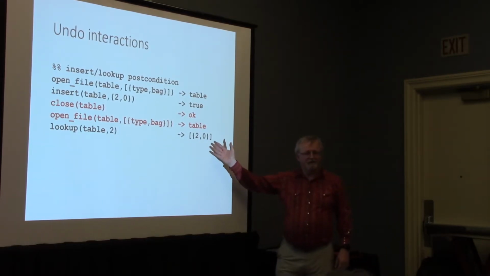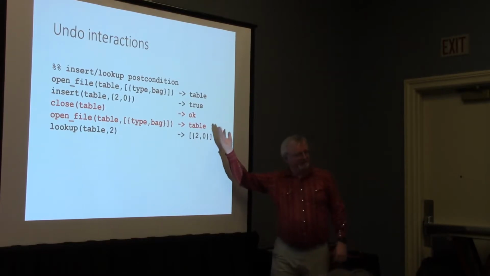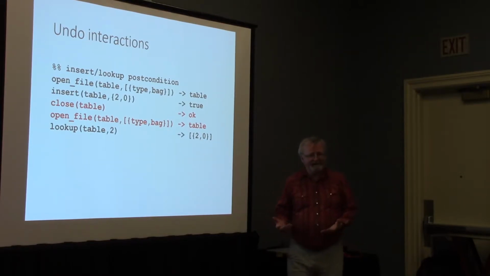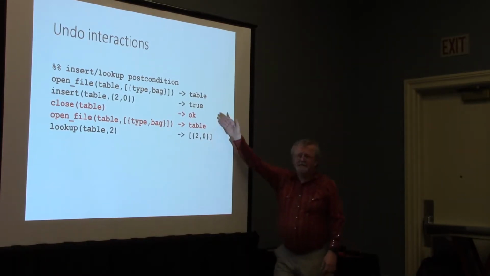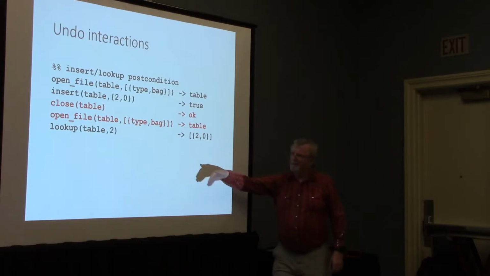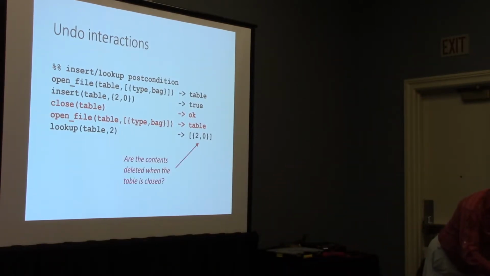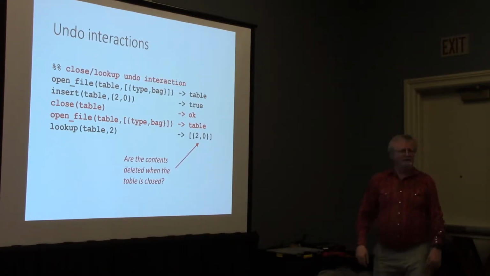Because they weren't sure whether or not the contents of the table would survive being closed and reopened. For dets, of course it does. If you did the same thing with ets, of course you'd lose the contents. So people weren't able to predict that. And that shows that we really need to include this example too. But it's a different kind of example. So we actually classify this as a close-lookup-undo interaction.